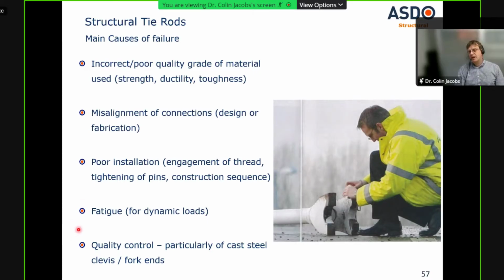Or fatigue. I guess many of you are experts in fatigue, being mainly involved in bridges. That's a very important consideration, and often a cause of failure when it's not considered correctly. And then quality control, particularly of some of the components like clevises or cast forks. This can lead to some issues because the quality control may not be as tightly controlled as it is for the bar. So I'll go through some of these in more detail now.